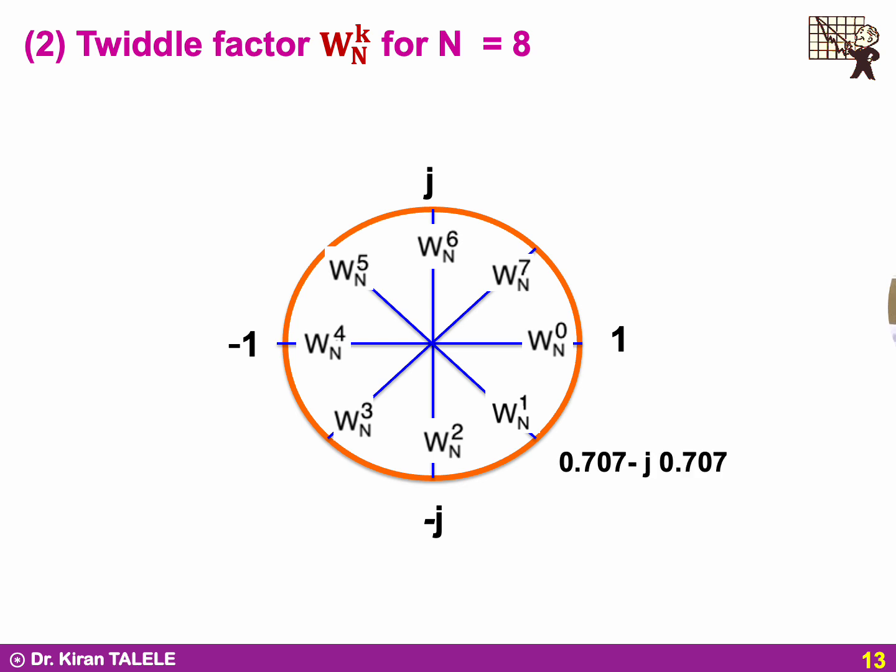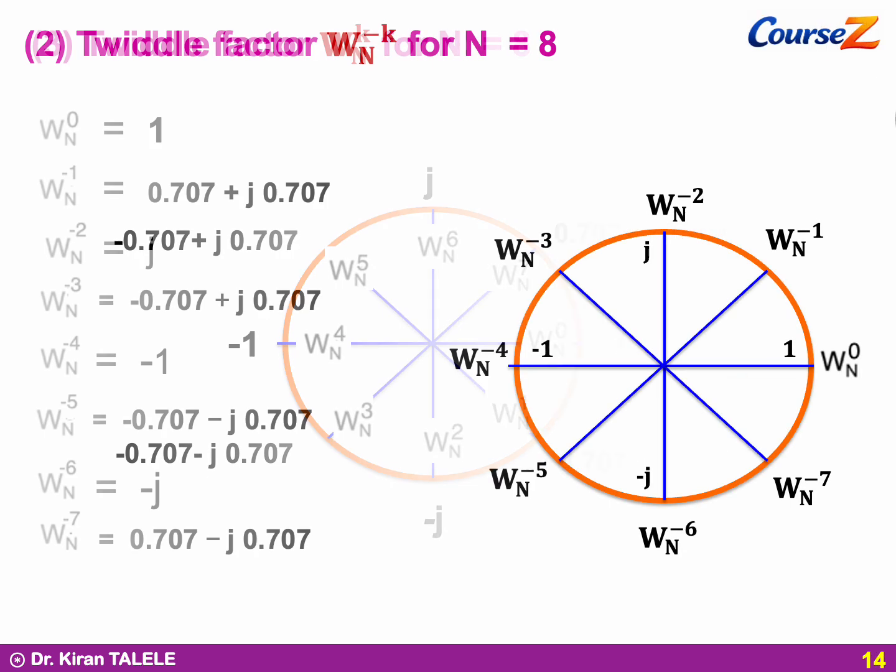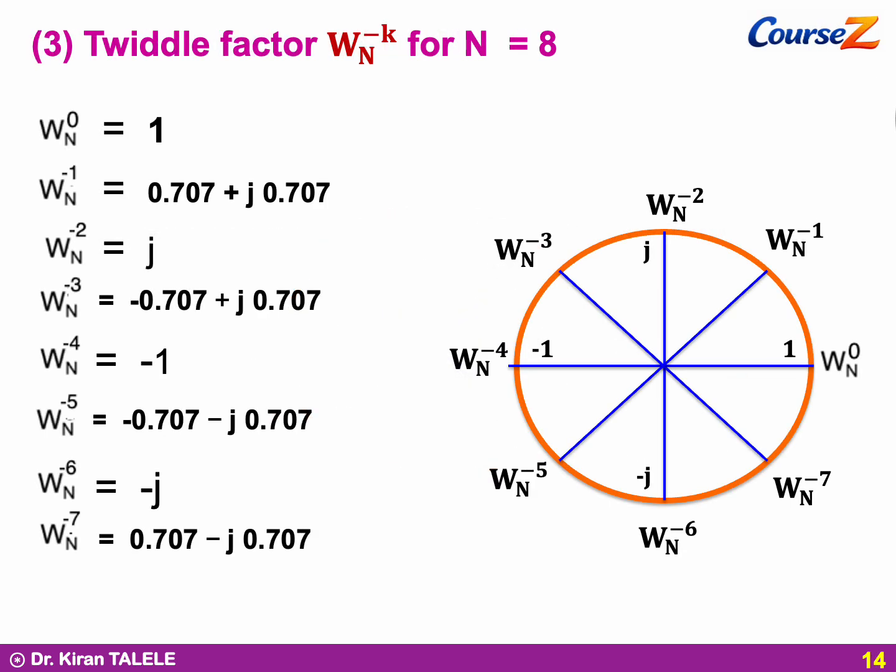This is 0.707 minus j 0.707. This is both real and imaginary part negated, so minus 0.707 minus j 0.707. This is real part negative, imaginary term is positive, and here both the terms positive. This fraction part is same everywhere, whereas this is 1, minus 1, j, minus j. So the twiddle factor can be easily obtained from this circle diagram. For negative values, we have to go anti-clockwise.